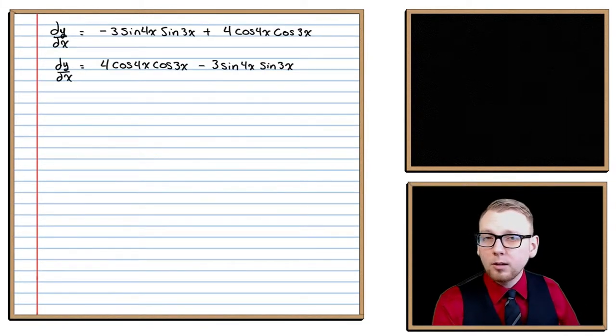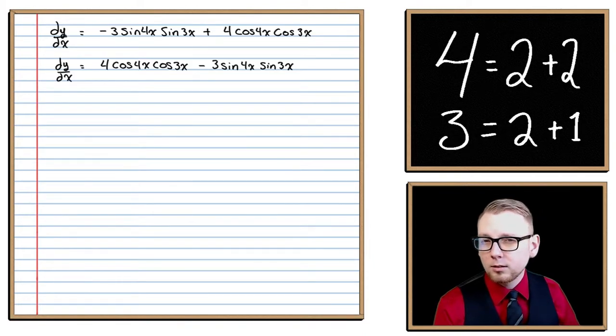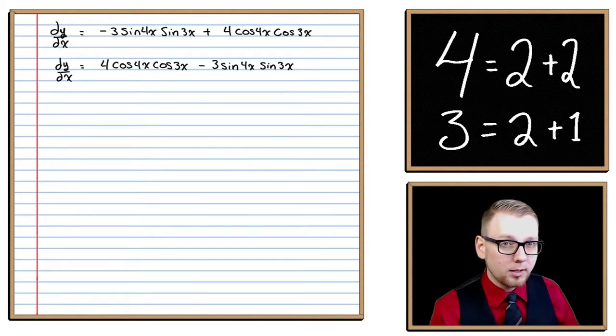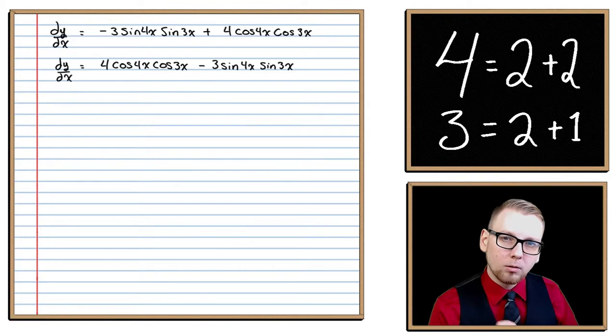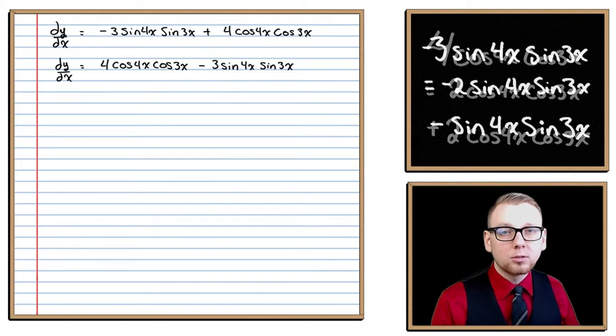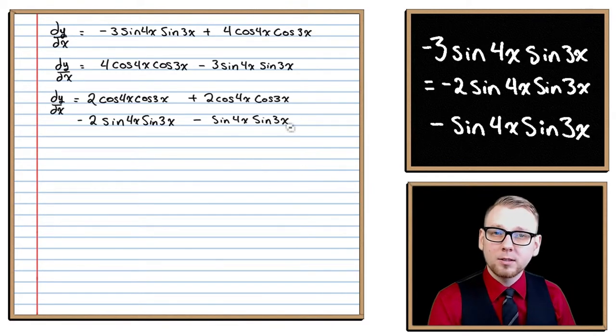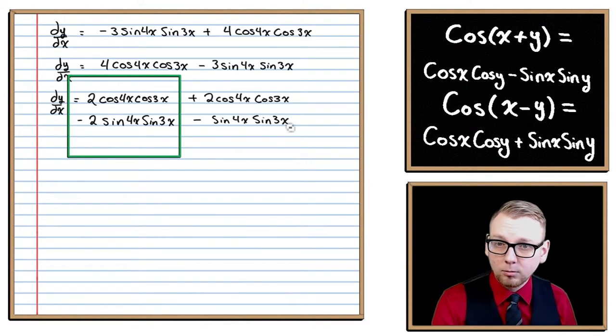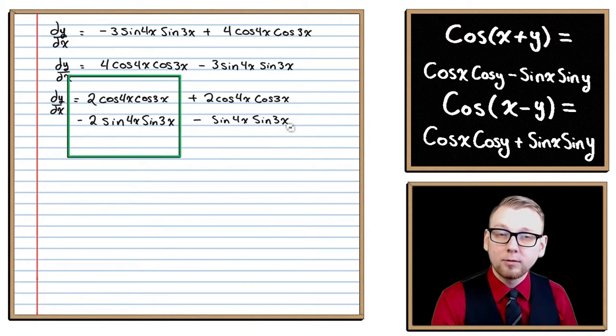For the first step, all I did was rewrite it so that the positive came first. Since 4 is 2 plus 2 and 3 is 2 plus 1, we're going to split the term so there's 2 of the cosines and 2 of the sines. By doing so, we can see that we actually have one of our cosine x plus y formulas. So let's convert it now.